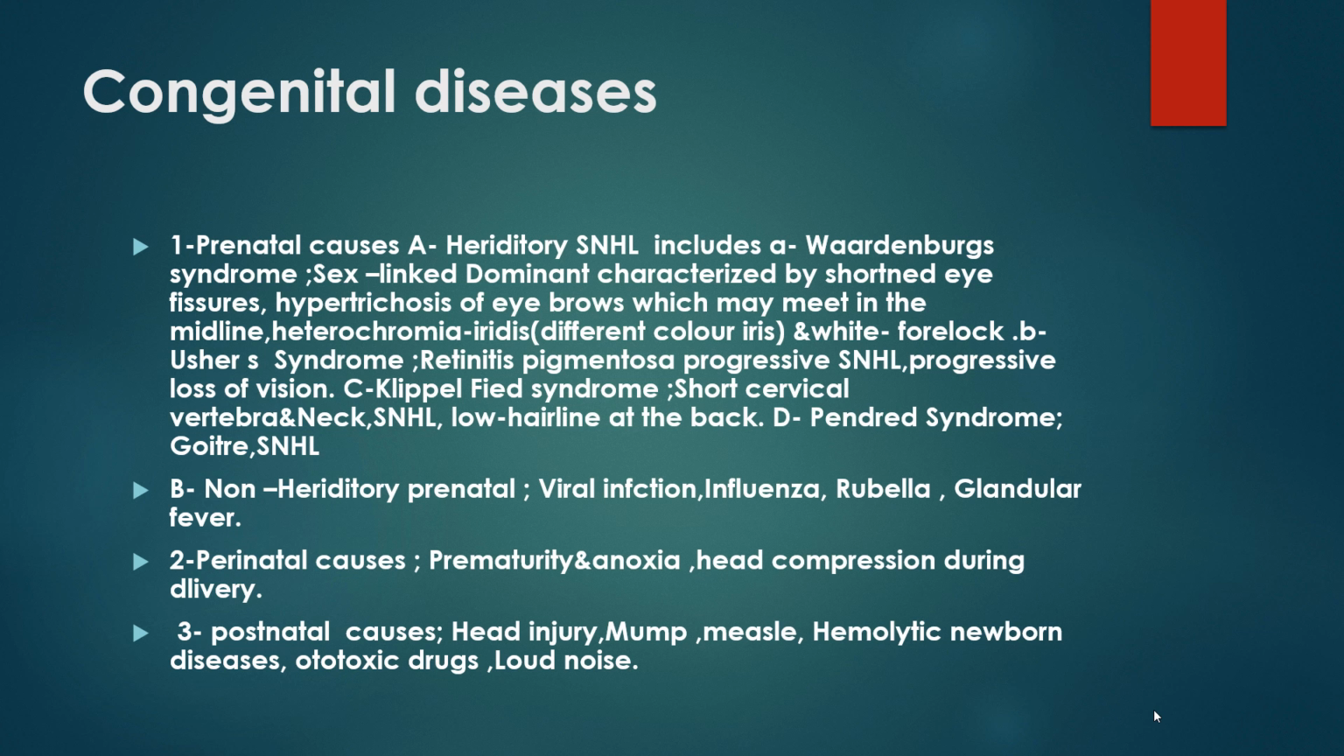A portion of the hair will be white in the center of the head. Secondly, we have the Usher syndrome, where we get retinitis pigmentosa. It is characterized by progressive sensory neural hearing loss and progressive loss of vision. We have Klippel-Feil syndrome, characterized by short cervical vertebrae and neck, sensory neural hearing loss, and a low hairline at the back. Or sometimes we have Pendred syndrome. It is characterized by goiter and sensory neural hearing loss.